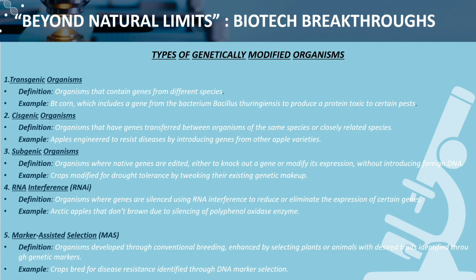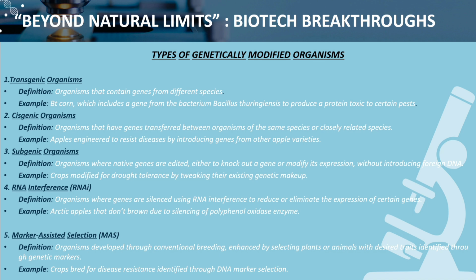So the first type is your transgenic organism. These are organisms that contain a gene from a different species, right? And the example is Bt corn, that includes the gene from the bacteria called Bacillus thuringiensis, that produces a protein that is toxic to the insect, that gets activated in the alkaline pH in the gut of the insects, and it creates pores which kill the insect, right?